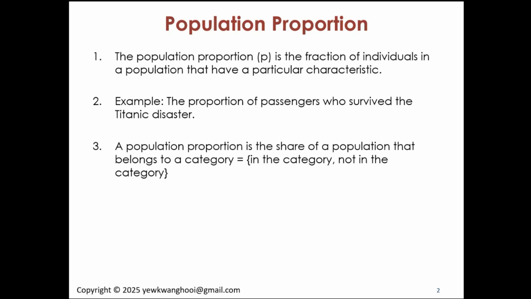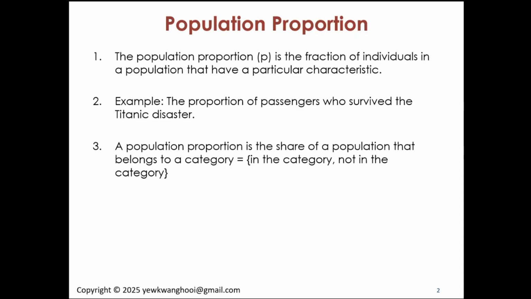For example, in the project, we are looking at the Titanic data set, right? So we have seen the means of the age of the victims and the means of the age of the survivors. But that is means. What about proportion? An example of proportion is the proportion of passengers who survived the Titanic disaster. Is it 50%? Is it 30%? Or is it 90%? So that is proportion.